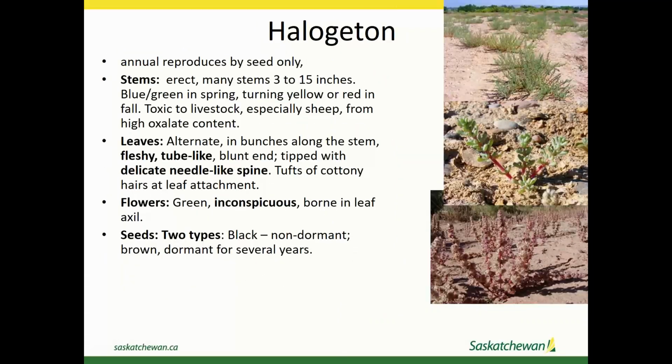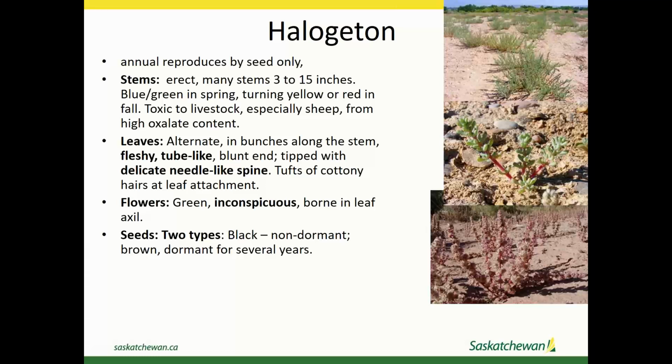Pelagiton, it's an annual that reproduces by seed alone. It also has a nickname called salt lover, so you'll often see it in salty areas where not much else will grow. The stems tend to be erect, so they stand up in the air 3 to 15 inches tall. The plants can be blue-green color in the spring, turning yellow or red in the fall. These are toxic to livestock, especially sheep, and that's because of the high oxalate content, and that's a problem for kidney stones, and that's where you get the toxicity coming into play.